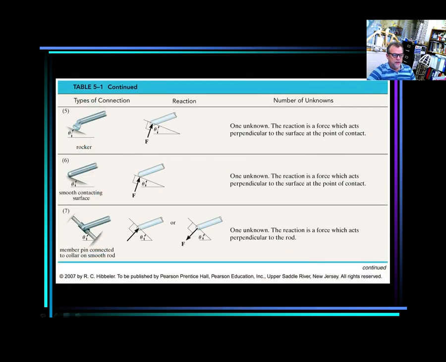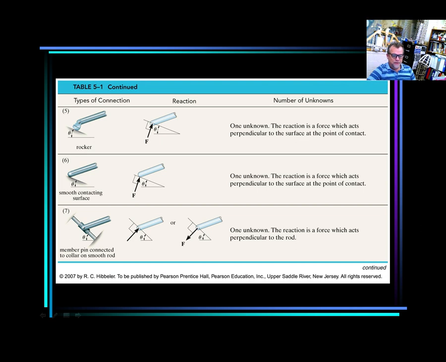And then you have the rocker. I always say the rocker is like the second cousin of the roller. Same with the smooth contacting surface. For all of our purposes, these two behave like rollers. One reaction perpendicular to the surface.